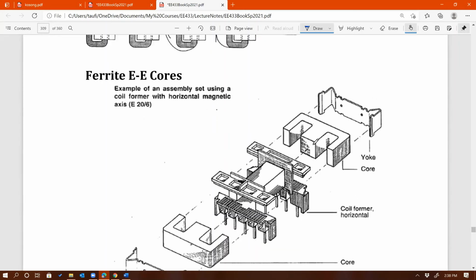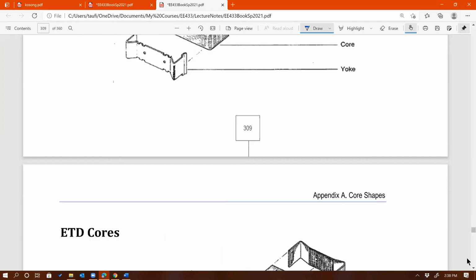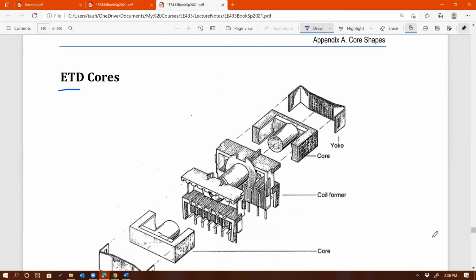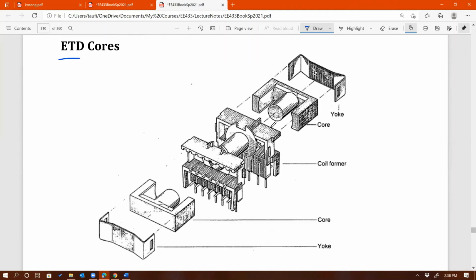It looks similar. You can see that the cross-sectional area is square in the middle, and rectangles on the sides. The one that I have in the lab is the one that has a circle in the middle. It's EFD or ETD. ETD, that's the one right here. This is the one, ETD. So this is one of the types of core that we have in the lab.